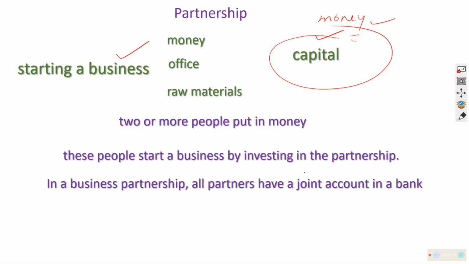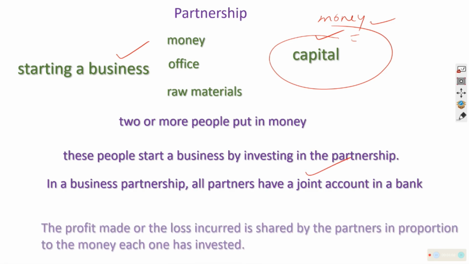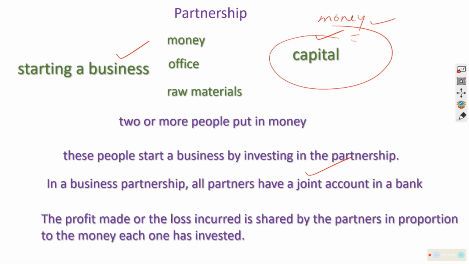The partners will have a joint account in a bank, and the profit made or loss incurred is shared by the partners in proportion to the money each has invested. So our maths has come in. In proportion, that's why this comes in this chapter. In proportion to the money each one has invested: more the money invested, more the profit. If loss, more the loss. They have to bear their share. That is the concept of partnership, where your concept of direct and inverse proportion comes into use while calculating it.